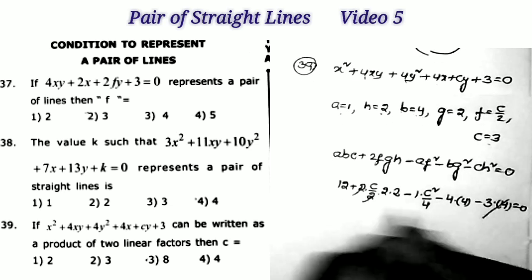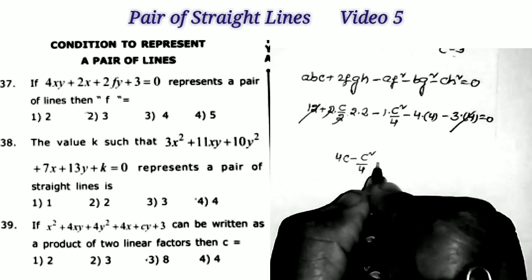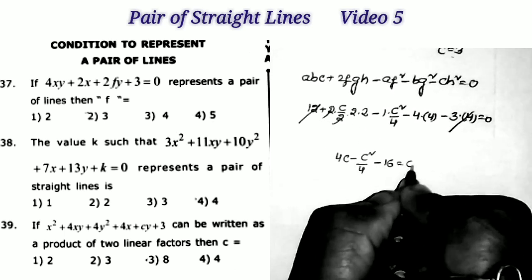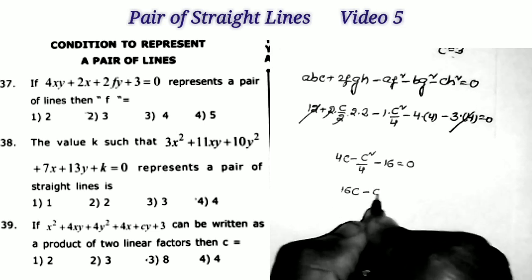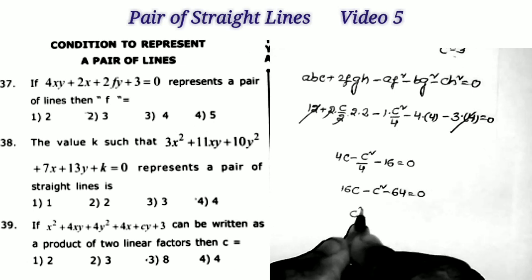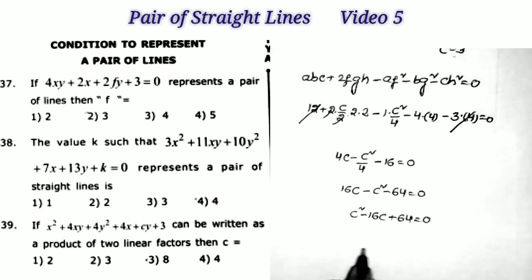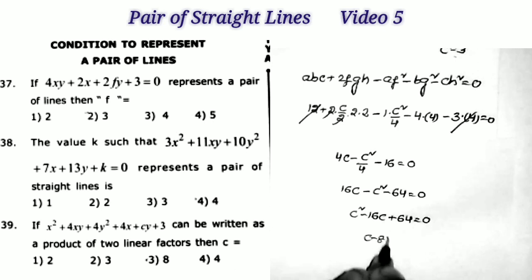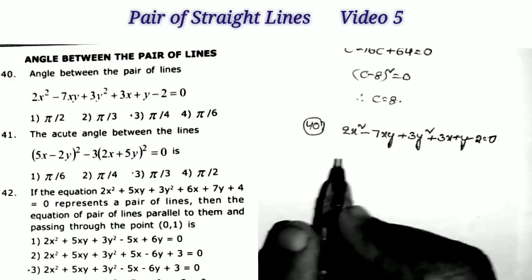Okay. Now here 12 and 12 get cancelled. Now the remaining values are 4c minus c square by 4 minus 16 is equal to 0. Now doing the LCM, 16c minus c square minus 64 is equal to 0. That is c square minus 16c plus 64 equal to 0, which means c minus 8 whole square equal to 0. Therefore the value of c is equal to 8 and that is the third option. Okay. Next question, sum number 40.